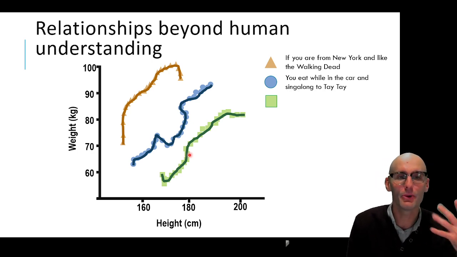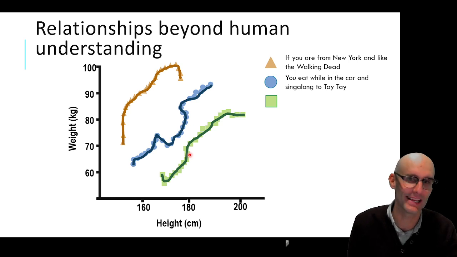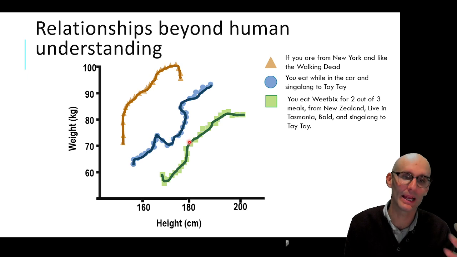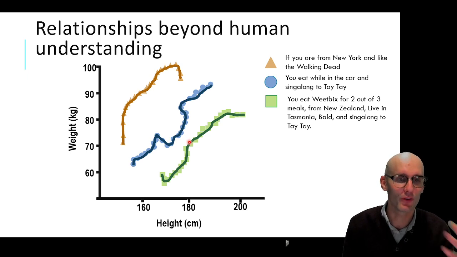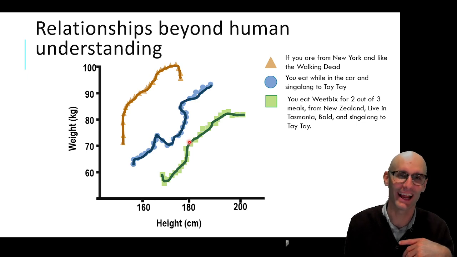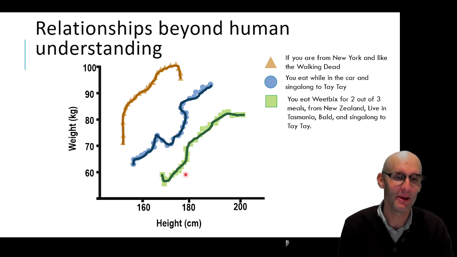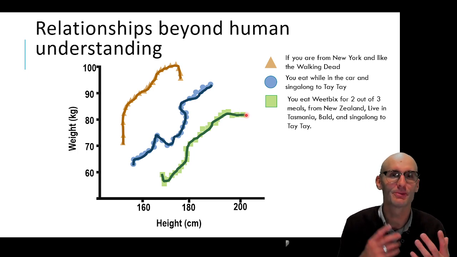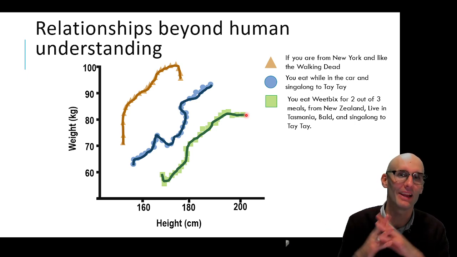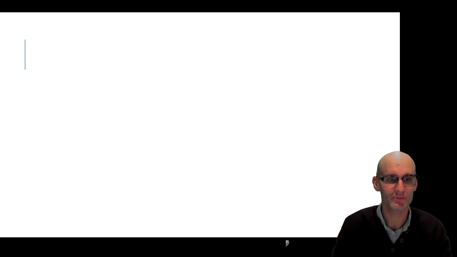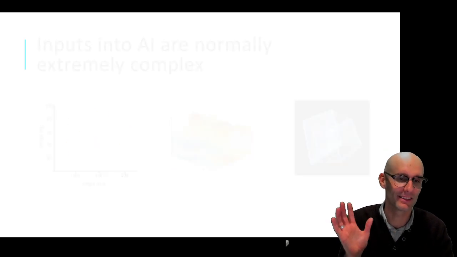Or maybe you eat in the car while singing along to Tay Tay, right? And that might be the blue line. And the green line is you might eat Weet-Bix 2 out of 3 meals. You're from New Zealand, you live in Tasmania, you're bald, and you sing along to Tay Tay. So maybe that's me. Maybe there's me and people like me. That's my model there, right? So AI is able to build up these relationships that no human being would ever believe makes sense as a relationship. And we can actually see this with a little bit of a side note.